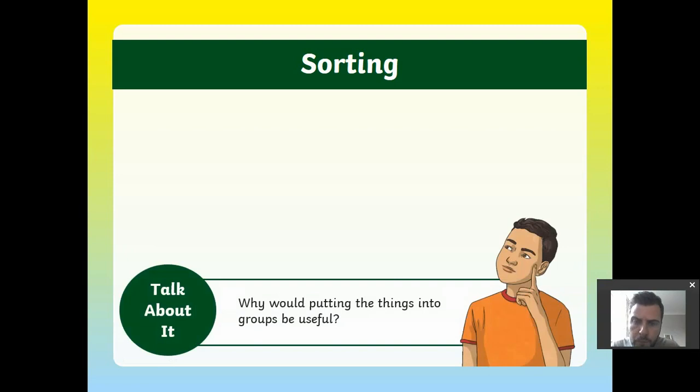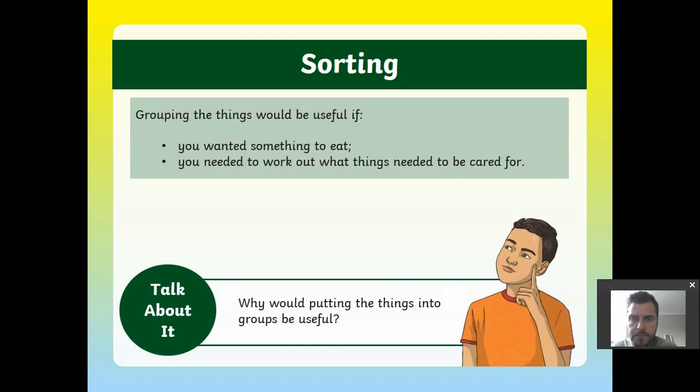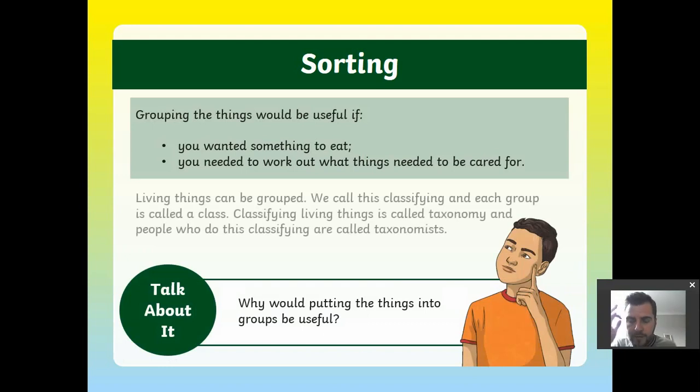But why would putting things into groups be useful? Have a think. Grouping could be useful if you wanted something to eat. You need to work out what things needed to be cared for. So living things can be grouped. We call this classifying, and each group is called a class. Classifying living things is called taxonomy, and people who do this classifying are called taxonomists.